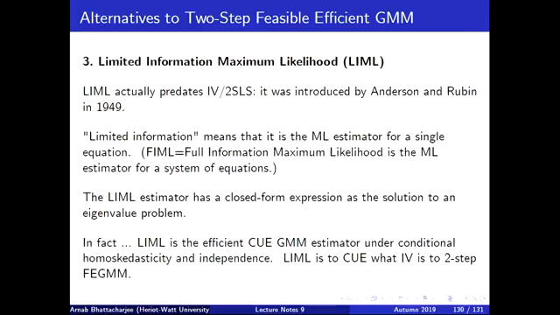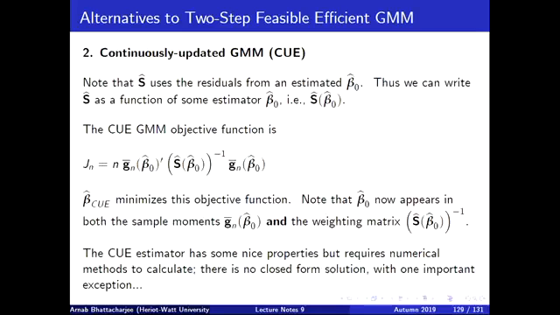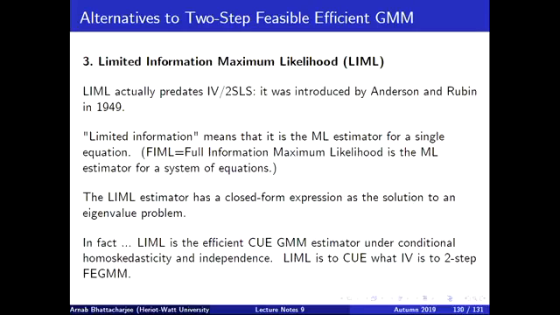With one exception, which is limited information maximum likelihood. In some cases, particularly when your errors are normally distributed, you can interpret your GMM, or particularly this continuously updated GMM, as a maximum likelihood estimator. So this was also something which predates IV two-stage least squares. This was introduced by Anderson and Rubin in the late 40s. Late 40s was an interesting time for developments in this literature, so a lot of interesting things happened at that time, just after the Second World War.